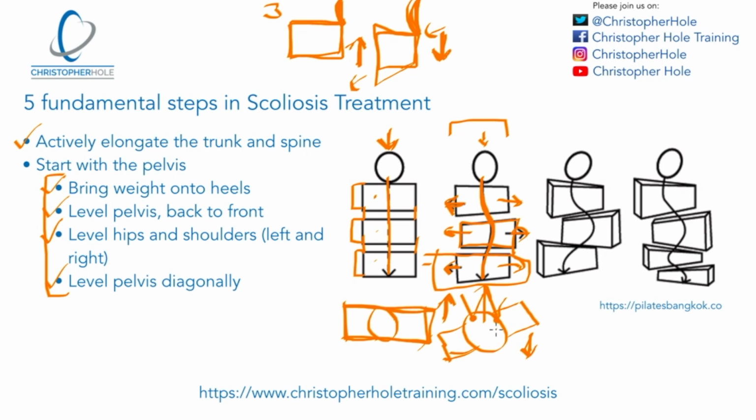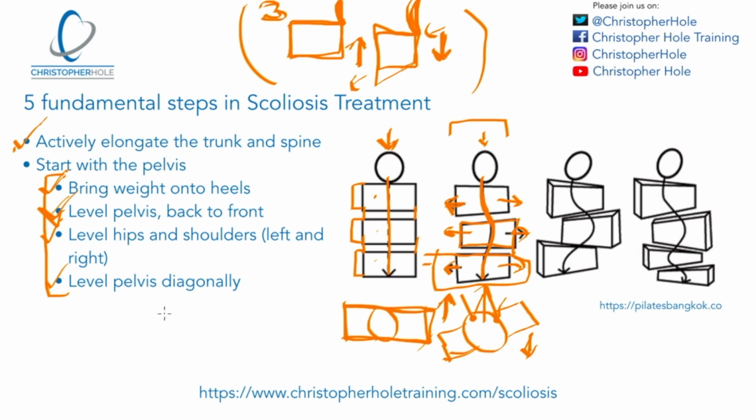So I'll recap those points now. First of all is actively engage and elongate the trunk and the spine. So in a sense, stand up taller. Point number 2 is to bring your weight onto your heels. So when you're standing, bring your weight onto your heels. But also, don't just bring it onto your heels so you're lifting your toes up. Keep the toes and the balls of the feet on the floor, but bring the weight more onto your heels. Then, level your pelvis from front to back. So we're talking about this lordotic posture here in diagram number 3.